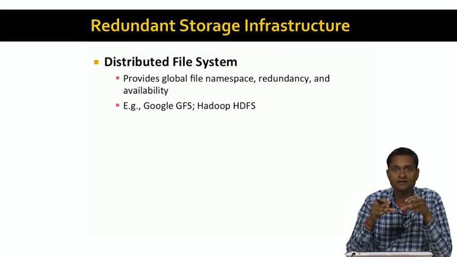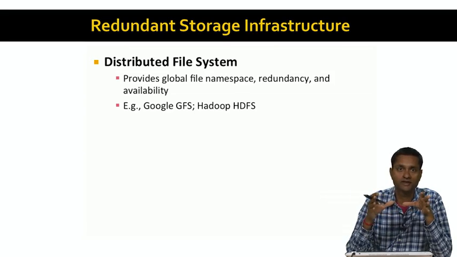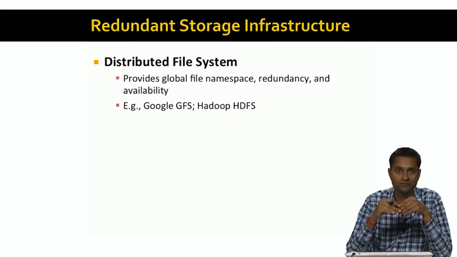So the distributed file system provides a global file namespace. It provides redundancy and availability. There are multiple implementations of distributed file systems. Google's GFS, or Google File System, is one example. Hadoop's HDFS is another example. And these are the two most popular distributed file systems out there.